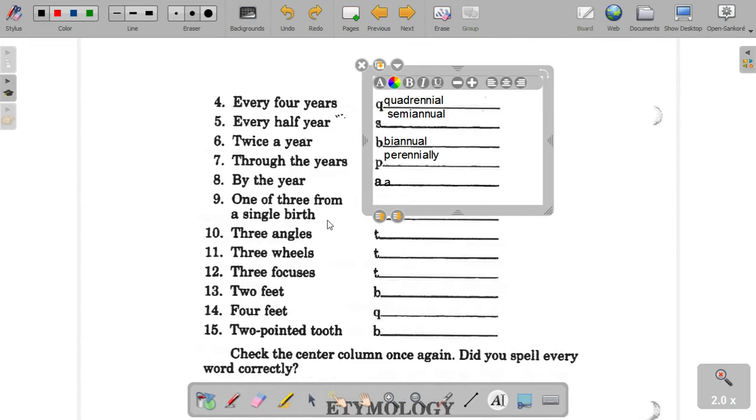So by the year, you should know this one. Annual. Annual or annually. Good. One of three from a single birth. Triplet. Triplet, good. 3 angles. Triangle. Yeah, I was going to say, you should get that one, no problem. 3 wheels. Tricycle. Yeah, good.